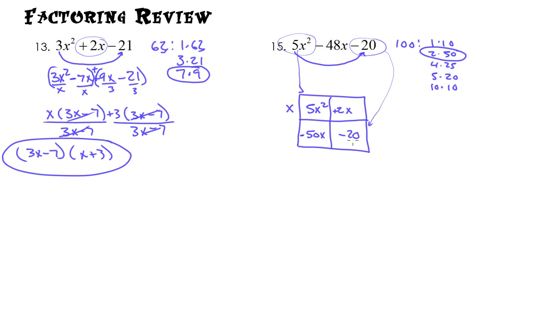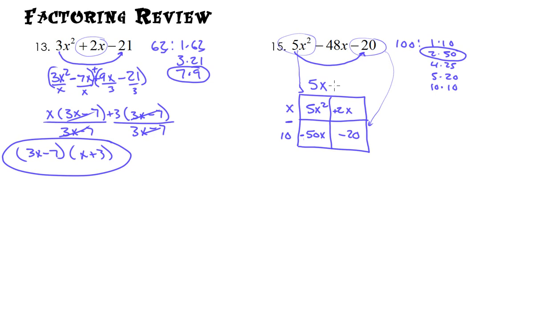Negative 50x and negative 20, whatever sign is in the first box of the two things you're factoring, that sign's always going to go with these factors. So they don't both have an x, but they both have a factor of 10. So we get x minus 10, or this one here, and then going this way, 5x and negative 50x, those both have a 5 and an x in common.